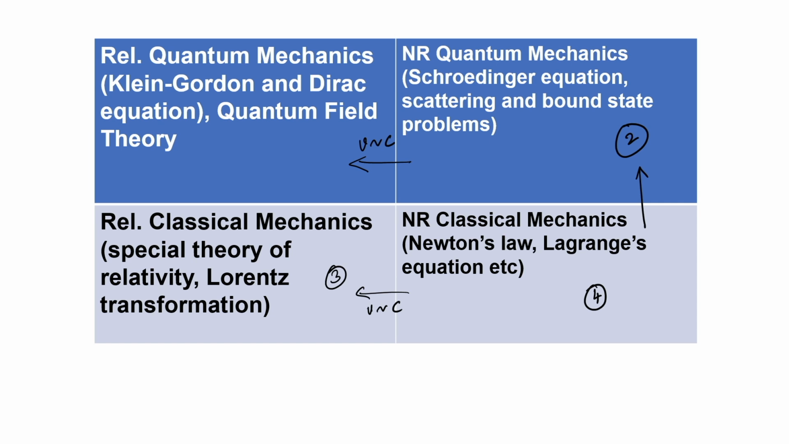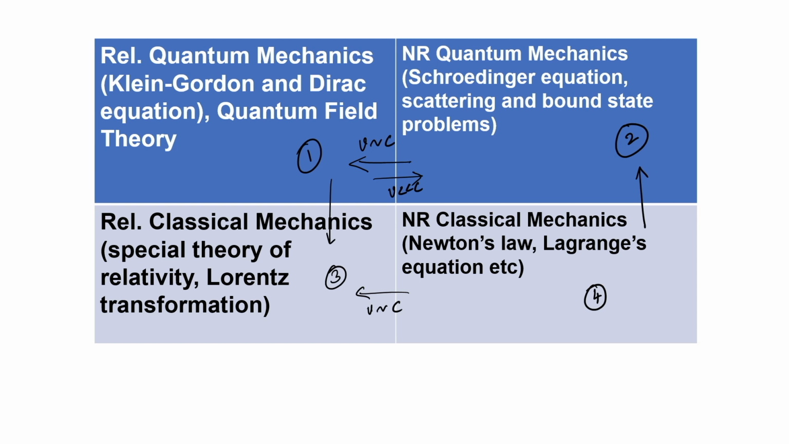So, if you look at the 4 quadrants, the most complete description is given by this first quadrant, which talks about relativistic quantum mechanics, because this will go to non-relativistic quantum mechanics for v much smaller than c, or it can go to relativistic classical mechanics when h cross can be neglected, or when the sizes of the particles are large, or you talk about the macroscopic world, and so on.